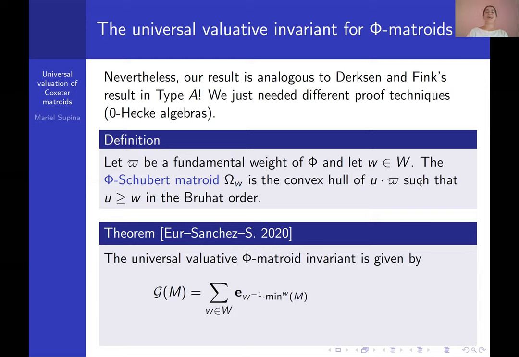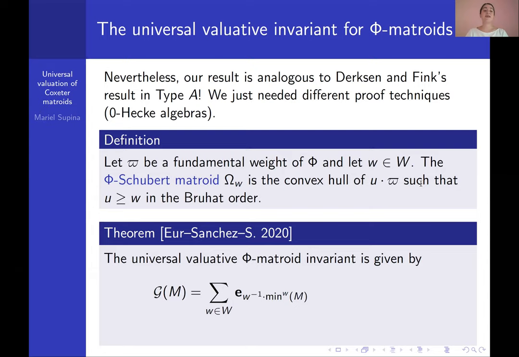So we came up with this theorem that the universal valuative Coxeter matroid invariant is given by taking a matroid and mapping it to the sum over all the elements of the reflection group, looking for the minimum vertex of the matroid with respect to that element of the reflection group. If you're familiar with Coxeter groups, you should think of the Bruhat order shifted by W inverse here. That's the non-polytopal view, but let me give the polytopal view.